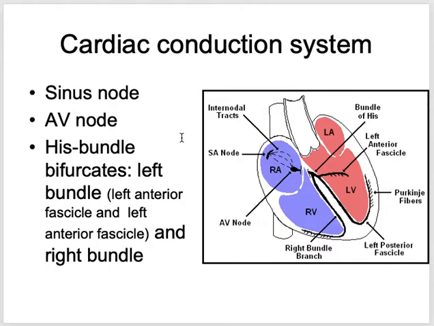If you are familiar with the cardiac conduction system, there is the SA node, from where the impulses normally start, and then they reach the AV node. There is some delay over here, and then it reaches the bundle of His, and then it bifurcates into the Purkinje fibers, or the left posterior fascicle and the right bundle. So this is how the conduction system works.